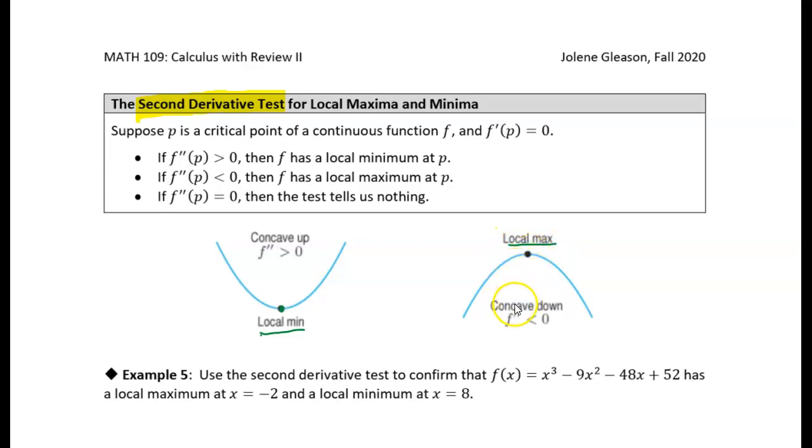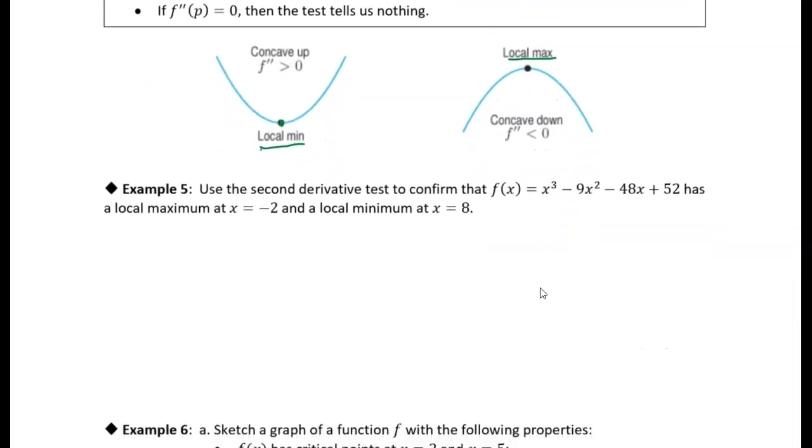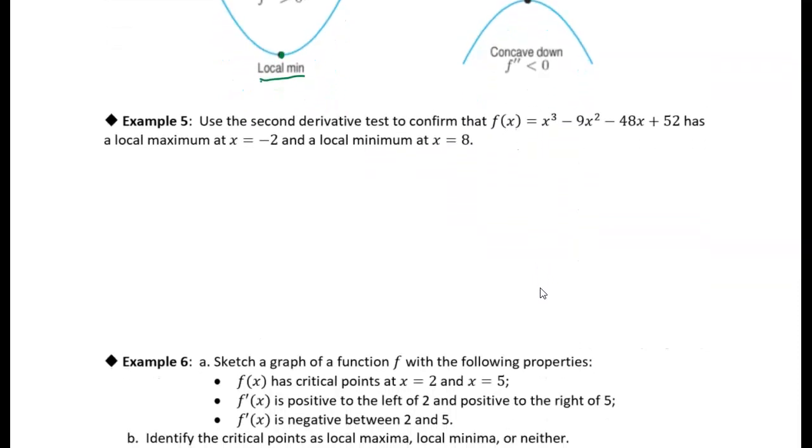Now, if we evaluate the critical point at the second derivative and it's 0, then it really doesn't tell us anything. So that's all we have to do. We have to take the critical point and evaluate the second derivative at that critical point to determine whether the function is concave up or concave down, and that's going to tell us whether we have a local minimum or a local maximum, or we don't know, if we get a 0.